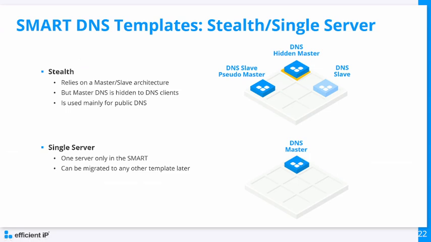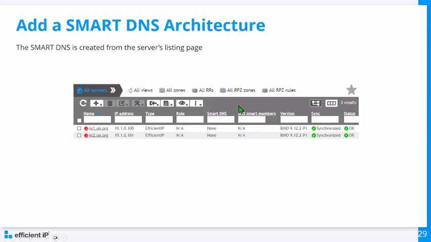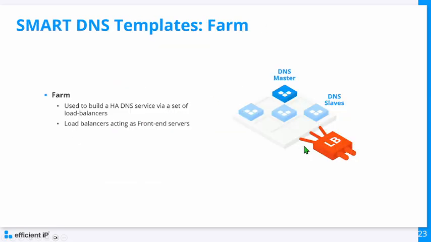Right? In the future, if you want to add more servers, you can change the template. For example, I will be able to change from a single server architecture to a stealth architecture in the future. Then I can add more servers as members. Okay, good. Now, if you are using a third-party load balancer to hide your DNS server at the back end, then you can use the farm architecture.